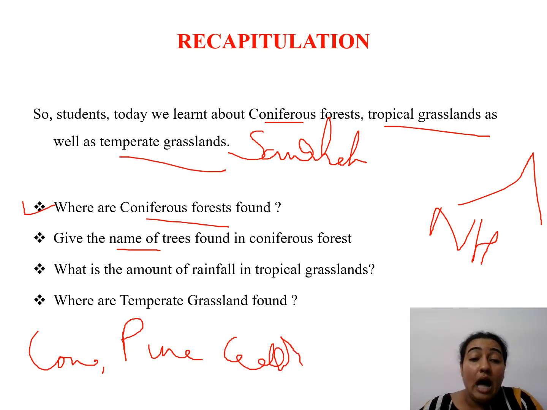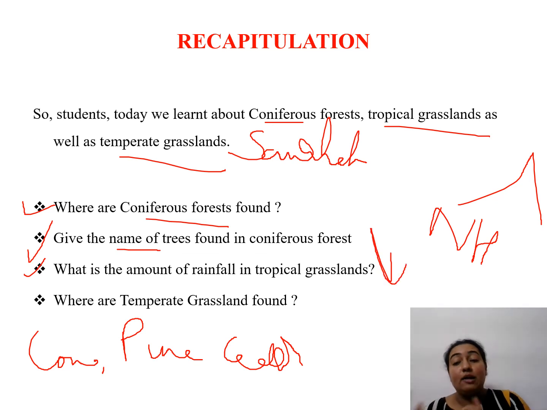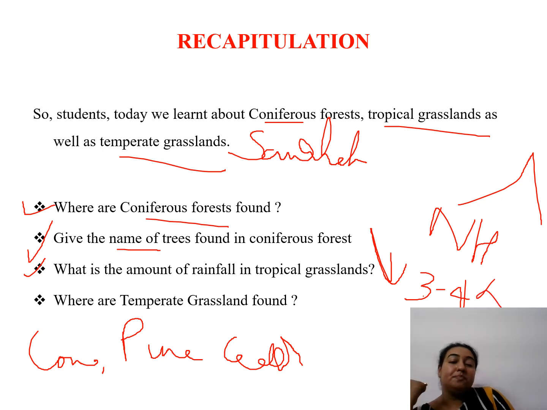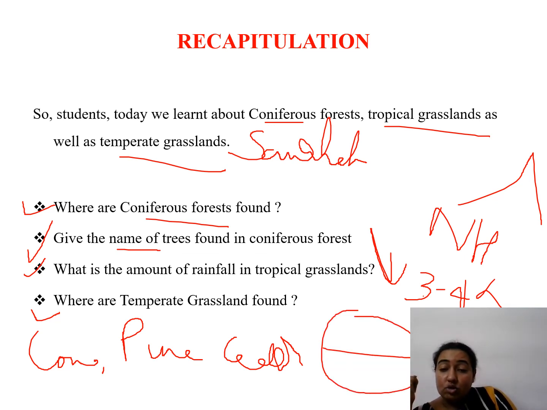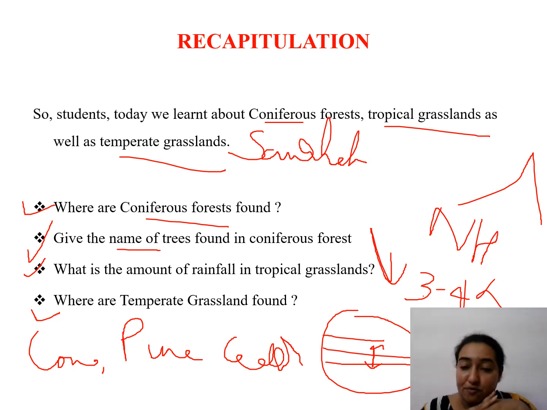Now, what is the amount of rainfall in tropical grasslands? We studied that the amount of rainfall is very low, and due to that low rainfall, grasses are only 3 to 4 meters in length, right? Where are temperate grasslands found? If this is the equator, they are found only in this area, that is, near the equator. So all those countries which fall in this and this portion have temperate grassland vegetation and wildlife. So this brings us to the end of this topic.